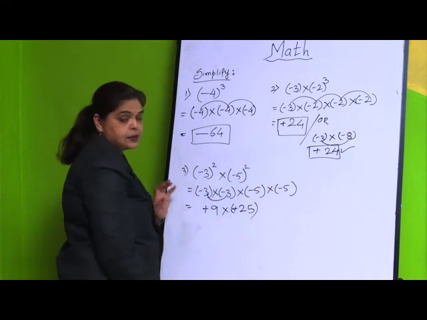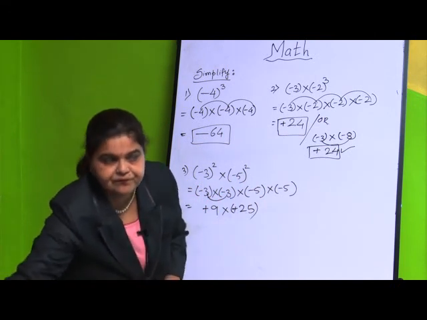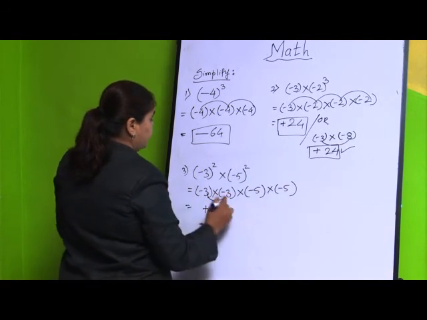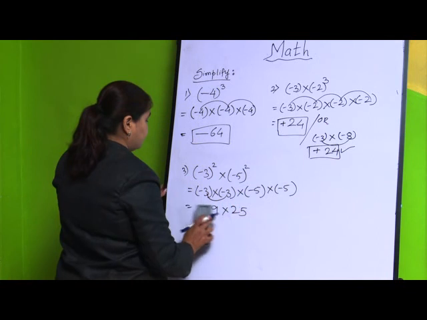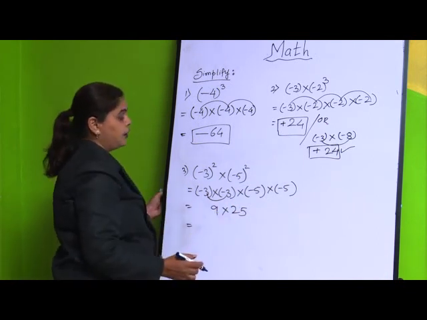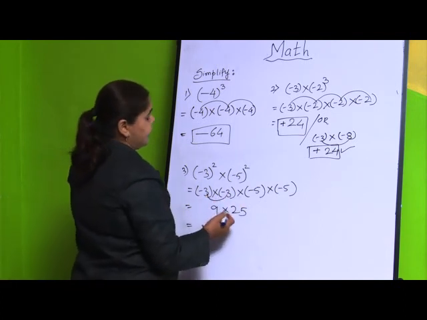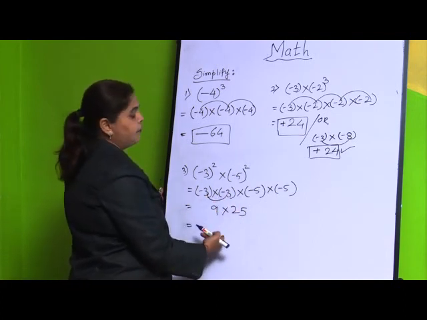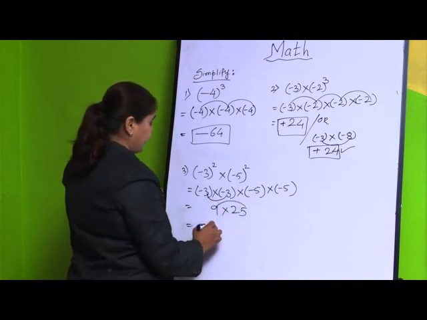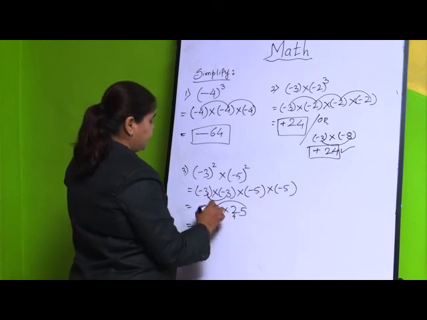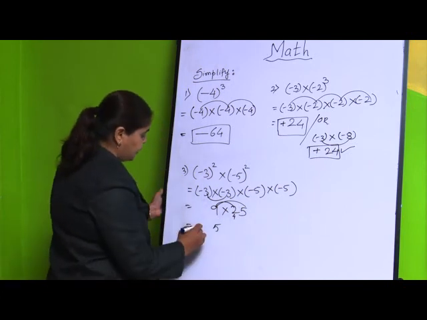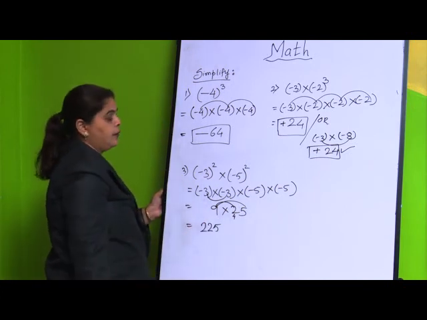When it is plus, we do not write a plus, we write only the number, so it will not get confused for you. Now, we can do the multiplication of 9 and 25. 9 is a single digit number, so we will do it directly here. 9 5s are 45, carry 4, 9 2s are 18, 19, 20, 21, 22, that is 225.